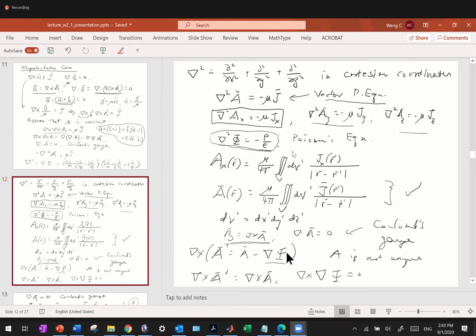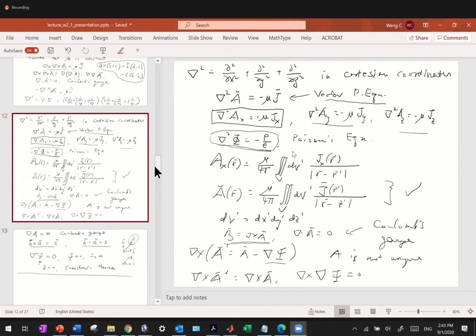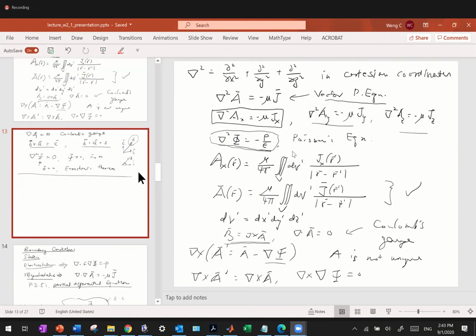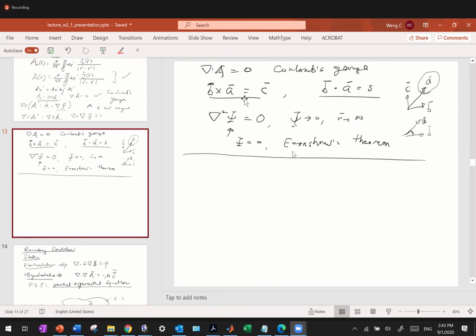And we talk about the gauge. The gauge is needed because stipulating the curl of A is not enough to stipulate what A should be. You have to stipulate the divergence of A. It is just like a vector: if you stipulate the cross product of this vector with another vector B, it's not enough to tell you what A should be. You have to also stipulate what the dot product of A with B should be.